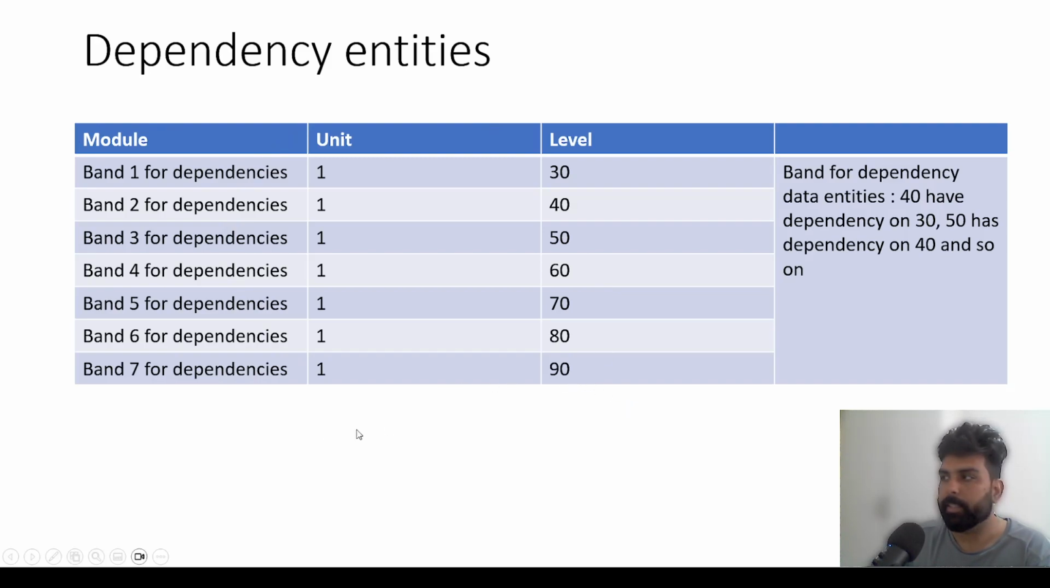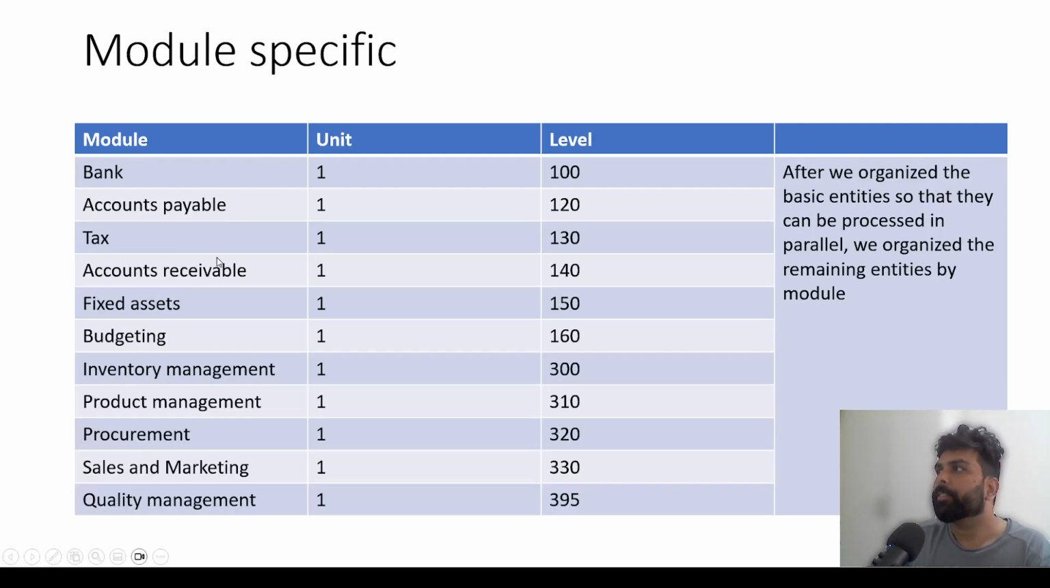So this is what has been kept by Microsoft for us as a level of execution, or level of dependencies. After this, you have default templates available for bank, accounts payable, tax, the module-specific templates which have been defined by Microsoft, and they have different levels defined. So bank has 100, accounts payable 120, 130, 140, and so on. Now it is not a sure-shot formula from Microsoft. Microsoft also keeps revising this based on the releases or the new dependencies they find.